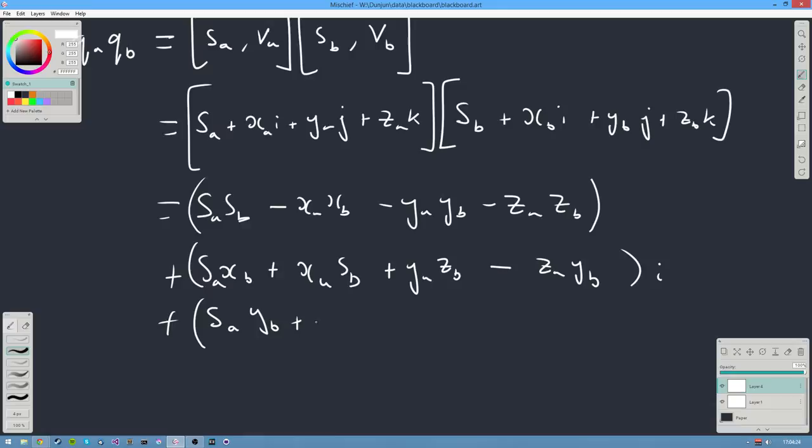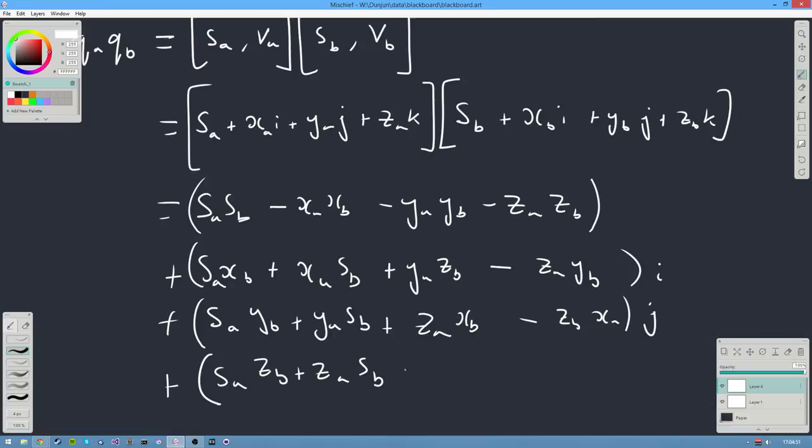How do I do that? SY plus YB times YA times SB plus ZA XB minus ZB XA. And that's the J component. And then we've got the K component, which would be SA ZB plus ZA SB plus XA YB minus XB YA, and that's K.